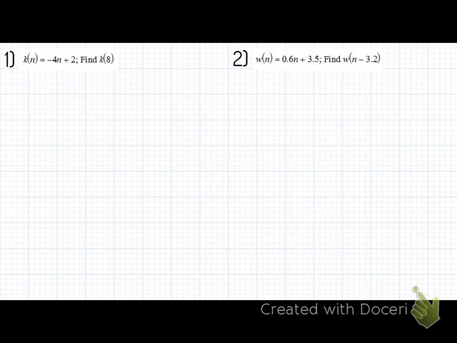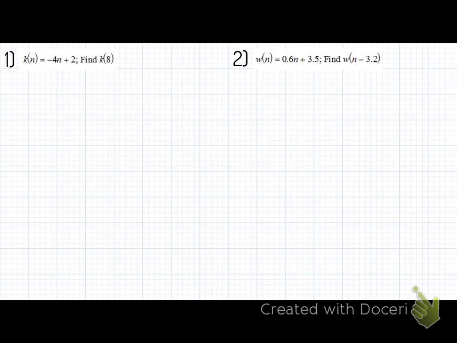All right, so number 1, we got k of n. This is a function. This is the name of it. This function, k of n, is equal to negative 4n plus 2. This is the machine. It's saying what happens if we put k of 8. Let's say instead of n, we're going to put an input of 8. What's going to pop out of this machine?